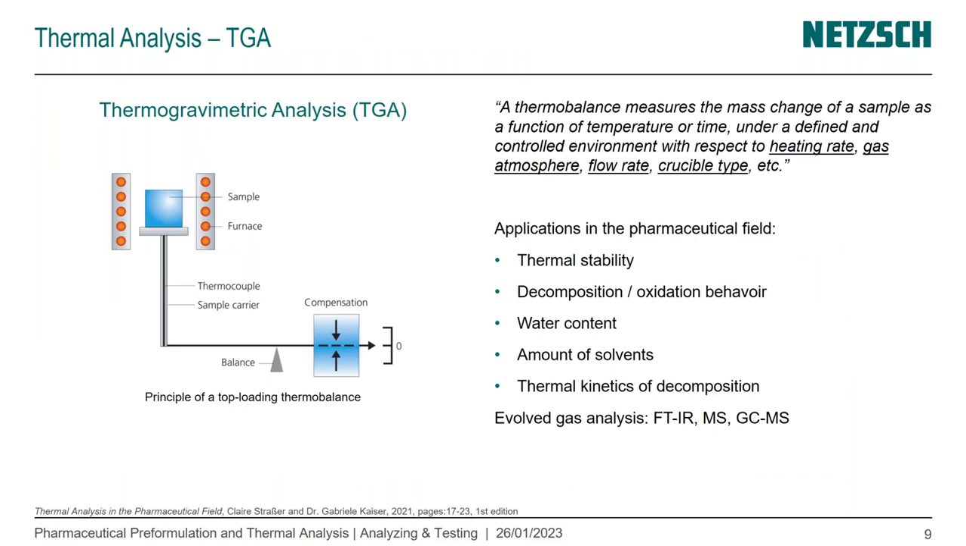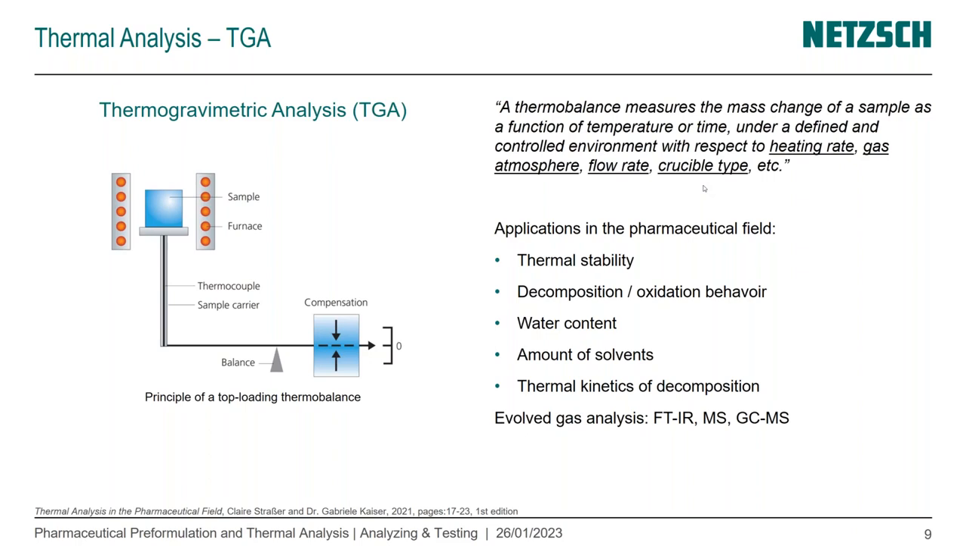One of the methods that I'm going to show to you is the thermogravimetric analysis or thermogravimetry. A thermal balance measures the mass change of a sample as a function of temperature or time under defined and controlled environment with respect to heating rate, gas atmosphere, flow rate, crucible types, and any other parameter that can influence the measuring. Thermal stability, the composition, water content, amount of solvents, can be determined using TGA.